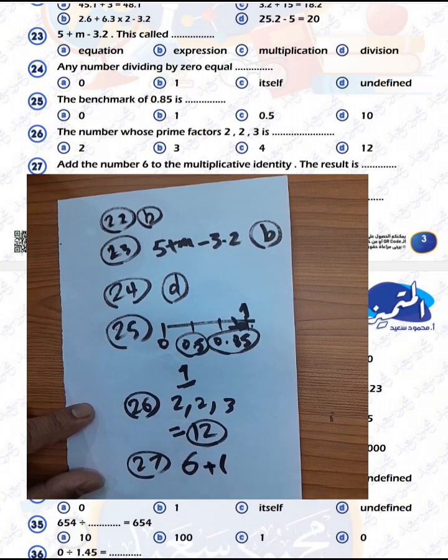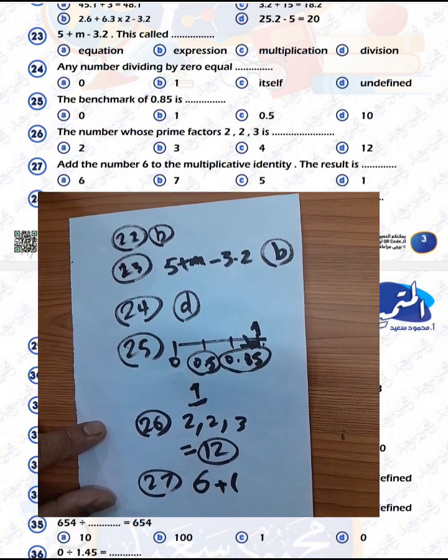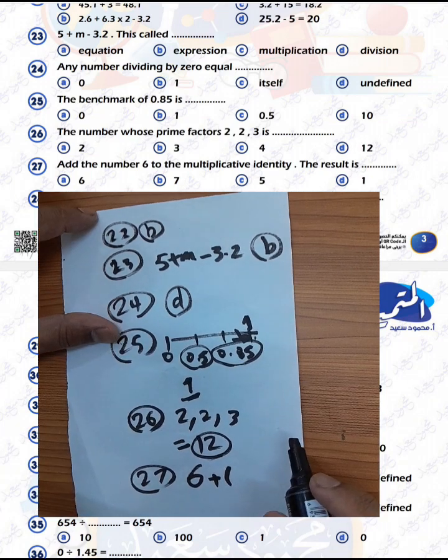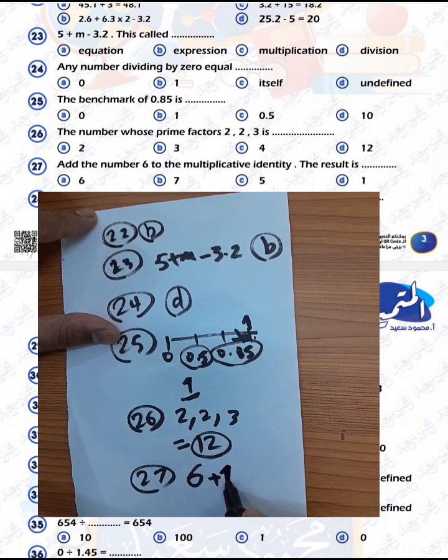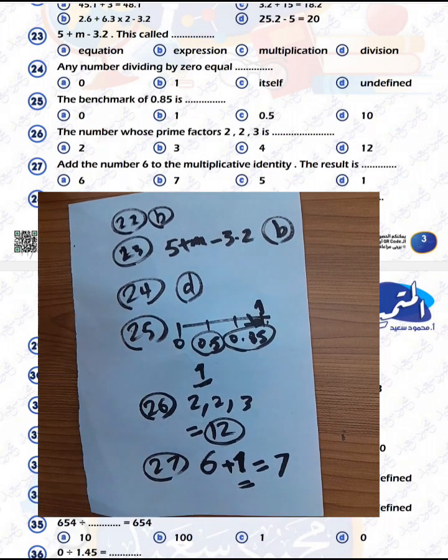Okay, we want to add 6 to the multiplicative identity. We must change this word, okay? Because we have here add to the multiplicative identity. What is the multiplicative identity? It will be 1. We call it the multiplicative identity. 6 plus 1 equals 7. But 0 is the additive identity. Additive identity is 0, but the multiplicative identity will be 1, okay?